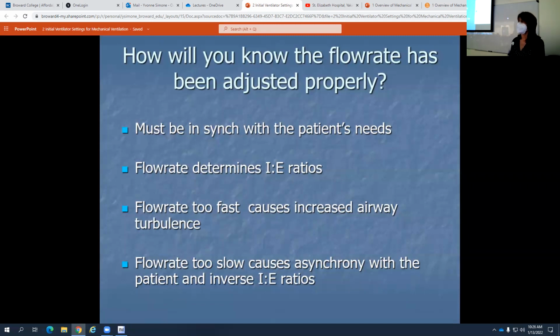The flow rate determines the IE ratio, yes. Is it the other way around? No, you don't set an IE ratio. You only monitor the IE ratio.